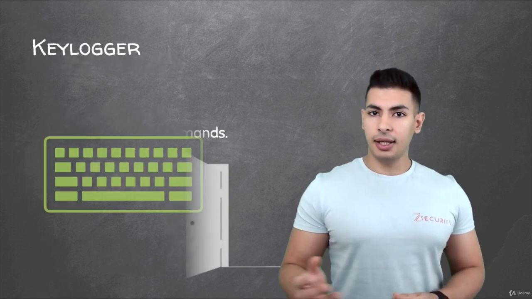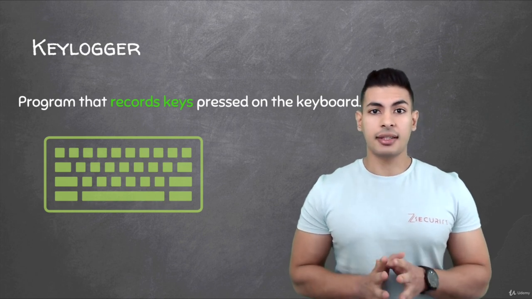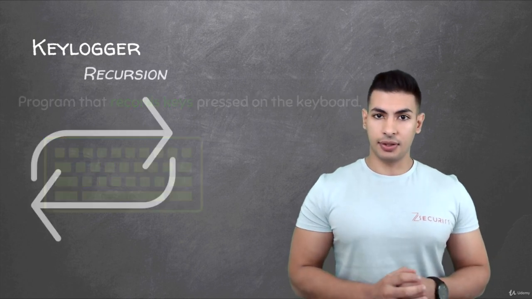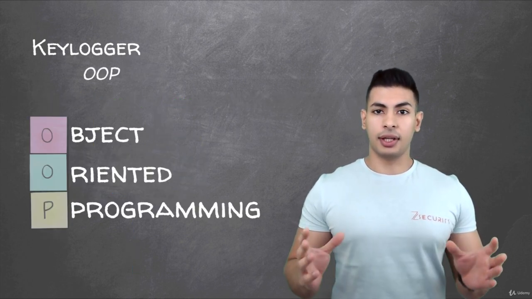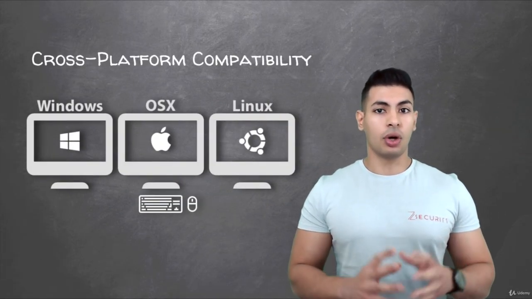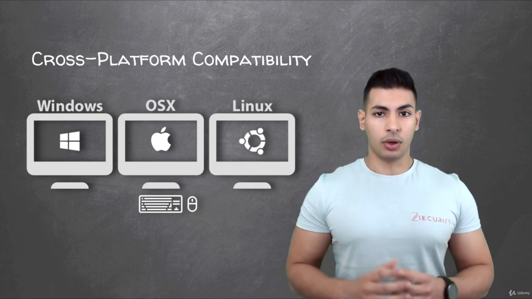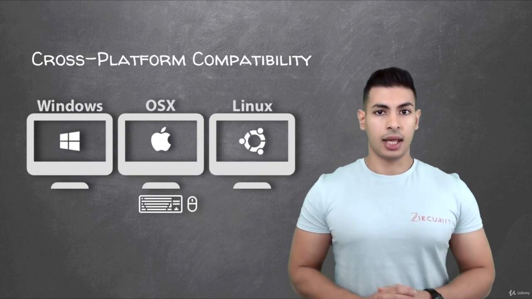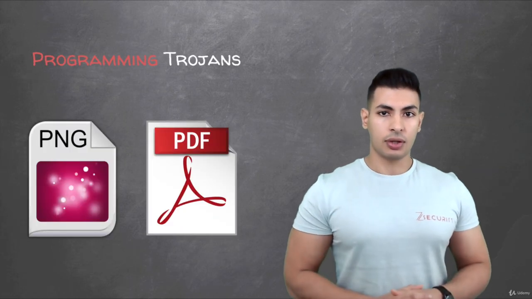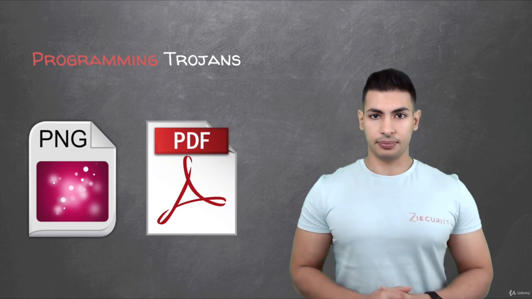Then we will implement a keylogger, which is a program that registers every key strike entered on the keyboard and sends us a report by email. As we do this, I'm going to teach you about recursive functions, threading, and object-oriented programming. In the last part of this section, I'm going to show you how to package all of the programs that we built so far so that they can run on any operating system: Windows, OS X, and Linux. Not only that, but I'm also going to show you how to convert these programs into Trojans so they look and function just like any other file type, like an image or a PDF.